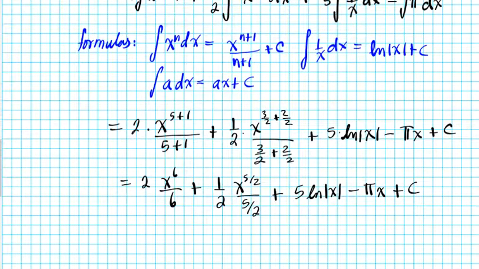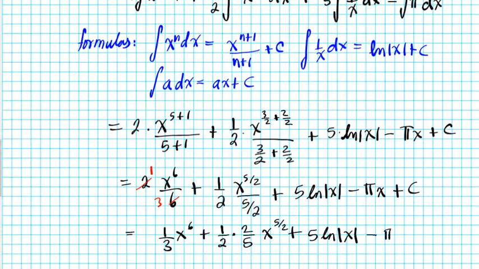You can still simplify further. 2 goes here 1, 2 goes here 3 times. So that component becomes 1/3 x to the 6th power plus, you have 1/2 being divided by a fraction here, so you just drop, change, flip. You drop the 1/2 and multiply it by the reciprocal of 5/2, which is 2/5 x to the 5/2. And these last 2 terms have been simplified completely, so we'll just copy them down.